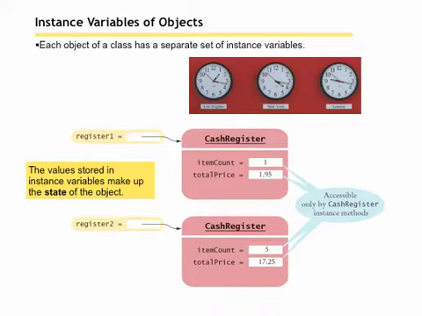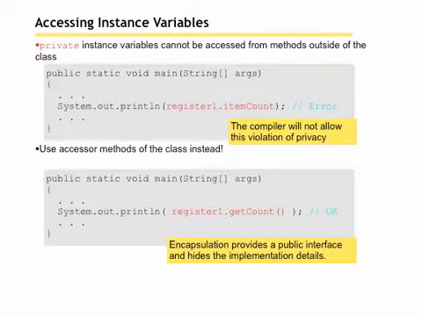The object variable is contained in a reference. Looking at this example, register 1 contains the address of where the cash register object is stored in memory. Notice that register 1 has its own copy of item count and total price, and register 2 has a separate item count and total price. Each object variable has its own instance variables.